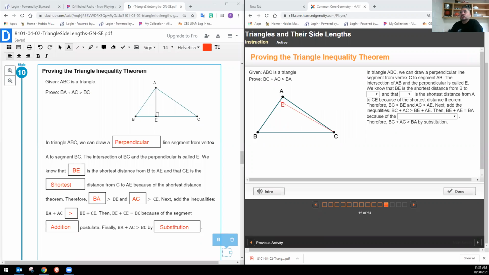And we know that B is the shortest distance from B to, okay, so we have a perpendicular line from the vertex to segment AB. Got that. The intersection of AB and the perpendicular line is called E. We know that BE is the shortest distance from B to CE.